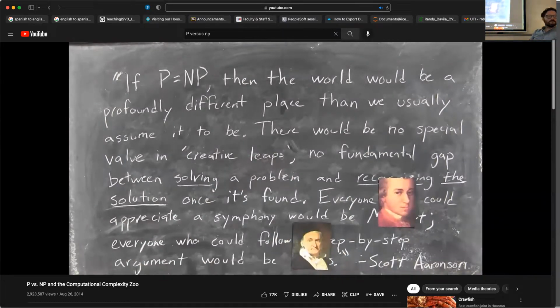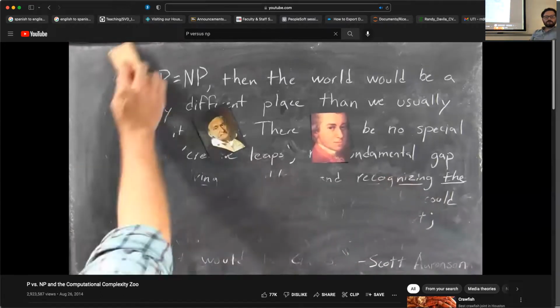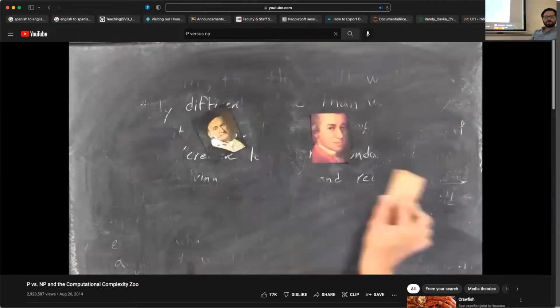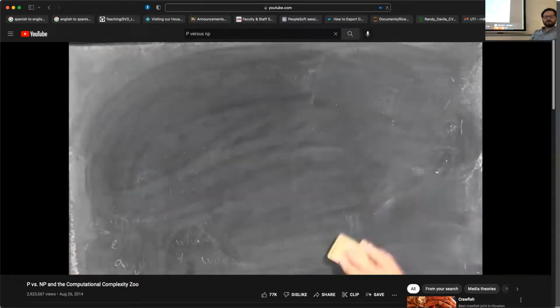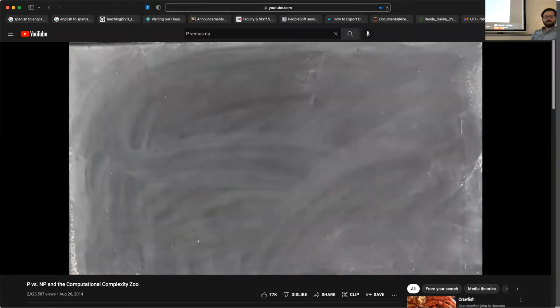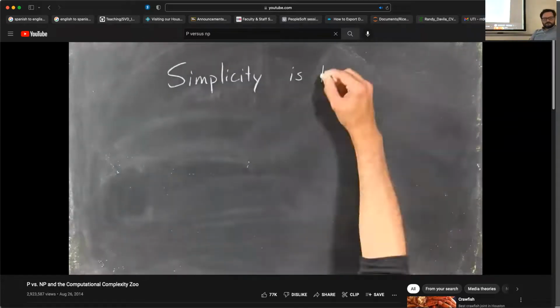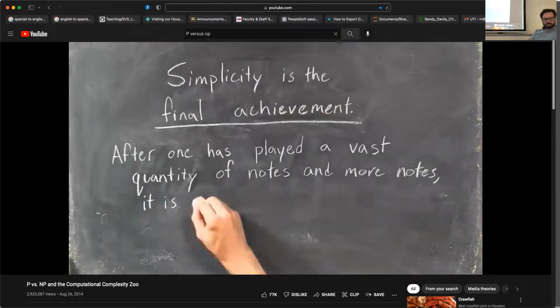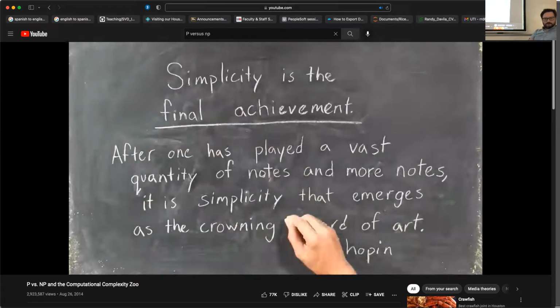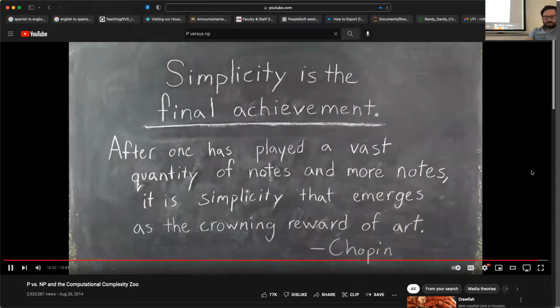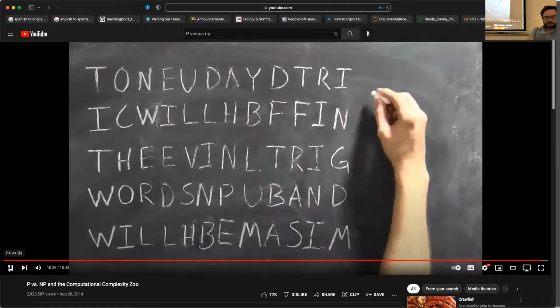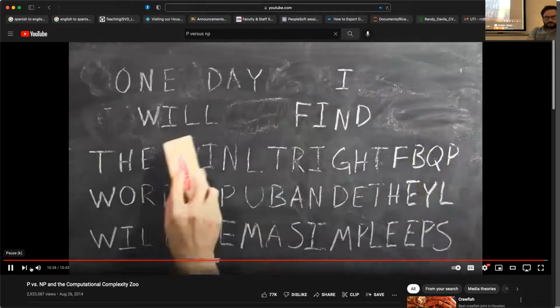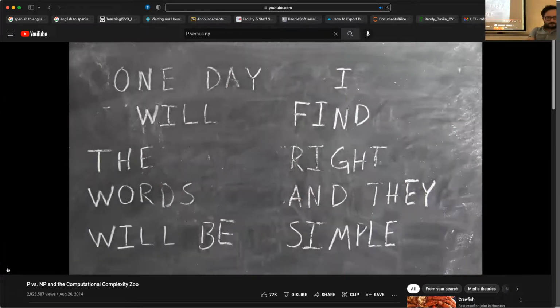The world around us, the nature of living things and ideas, of art and genius, is molded around the deep structure of computation. In a very real way, something connected to P versus NP shows up in the struggles of scientists and artists. Chopin once said, "Simplicity is the final achievement. After one has played a vast quantity of notes and more notes, it is simplicity that emerges as the crowning reward of art." And Jack Kerouac put it like this, "One day I will find the right words, and they will be simple."